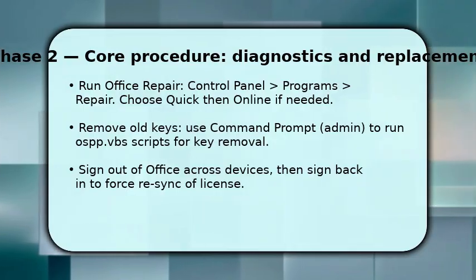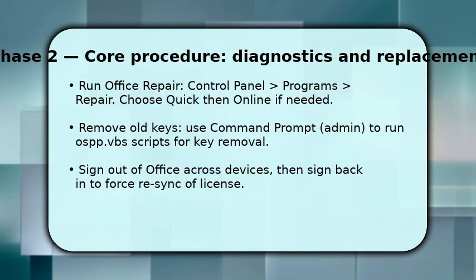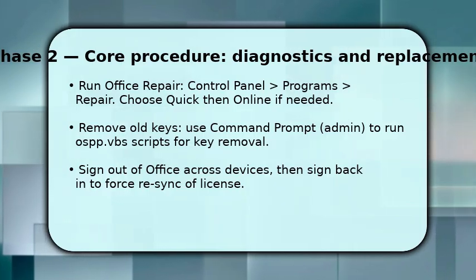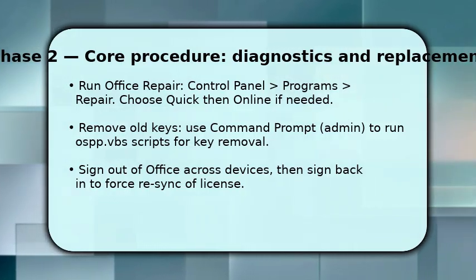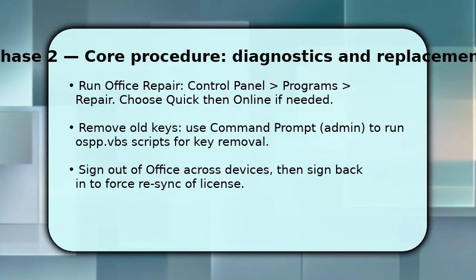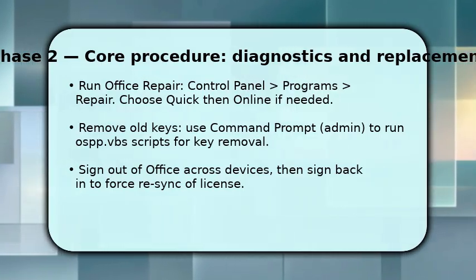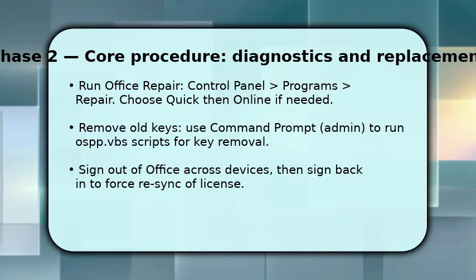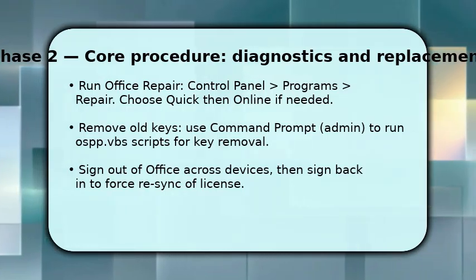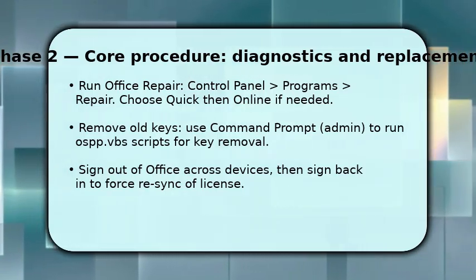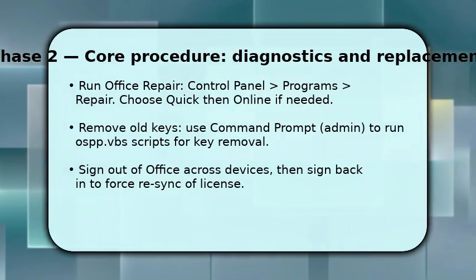If a previous key conflicts, open an elevated command prompt and run the OSPP.VBS removal commands to clear old product keys. This prevents key collisions. Once cleaned, sign out of Office on all devices and sign back in to force a license resync. This refresh often resolves the unlicensed state.